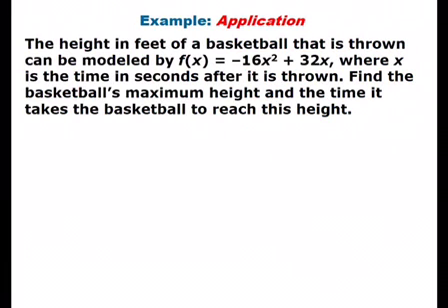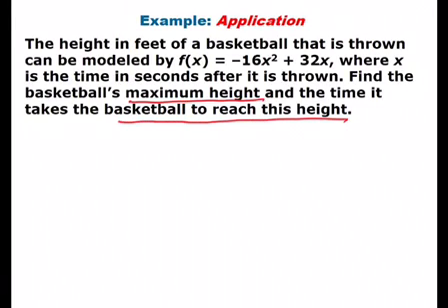All right, our last problem is a word problem. The height in feet of a basketball that is thrown can be modeled by the function f of x equals negative 16x squared plus 32x, where x is the time in seconds after it is thrown. Find the basketball's maximum height and the time it takes the basketball to reach that height.